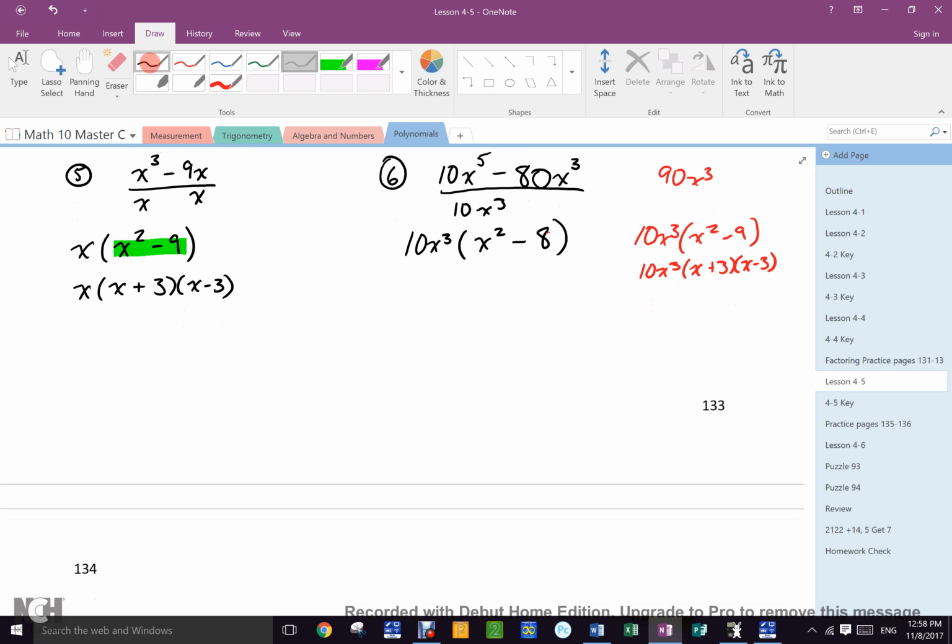Now, one last one. That was kind of 6a, so this will be 7. This one's going to be really tricky. X plus 7 squared minus 64. Brianna? You could square root it, you mean, I think, right?